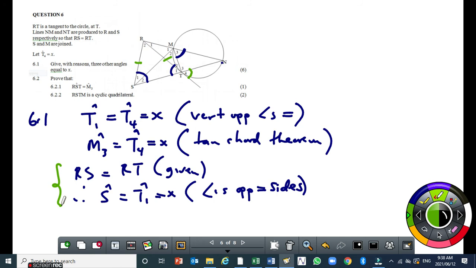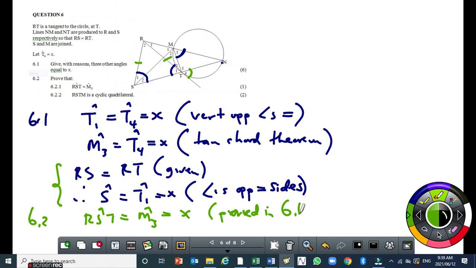6.2.1: RST equal to 23. RST equal to, alright, we have proved that already. So just say 6.2.1 RST equals to x, and this was proved in 6.1.